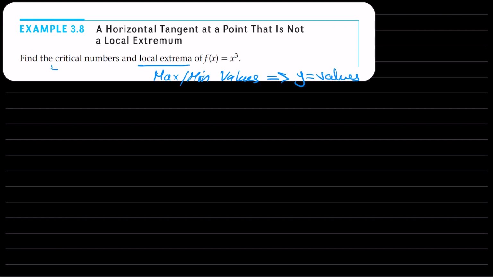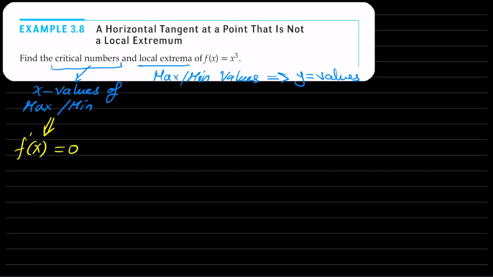Now, what is meant by the critical numbers? Critical numbers are the x values of maximum or minimum. How do we usually find them? We find the critical number by finding f prime of x and making it equal to 0.